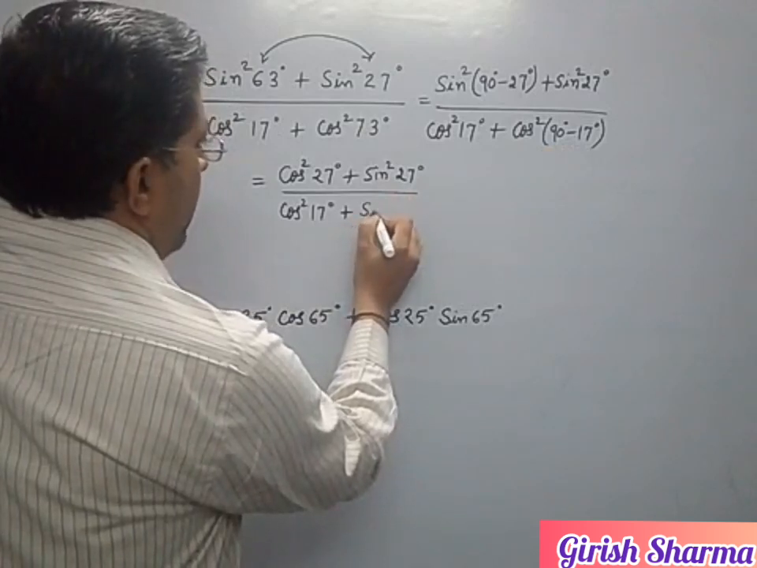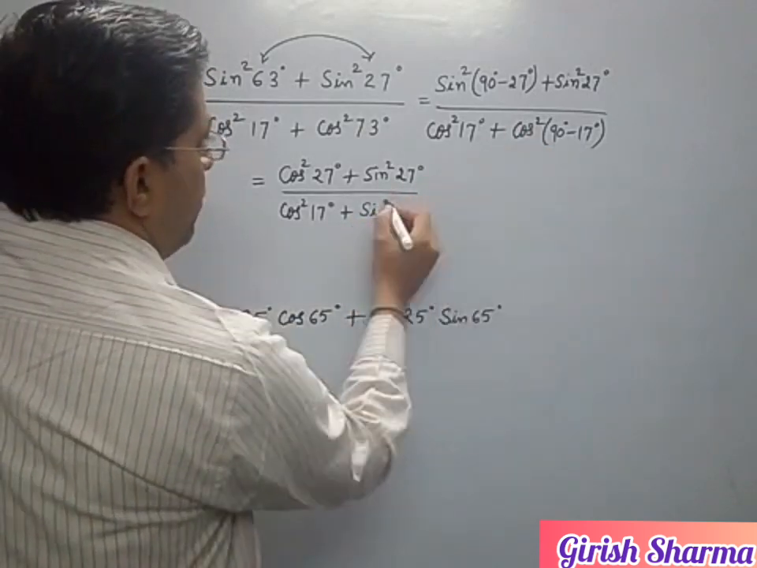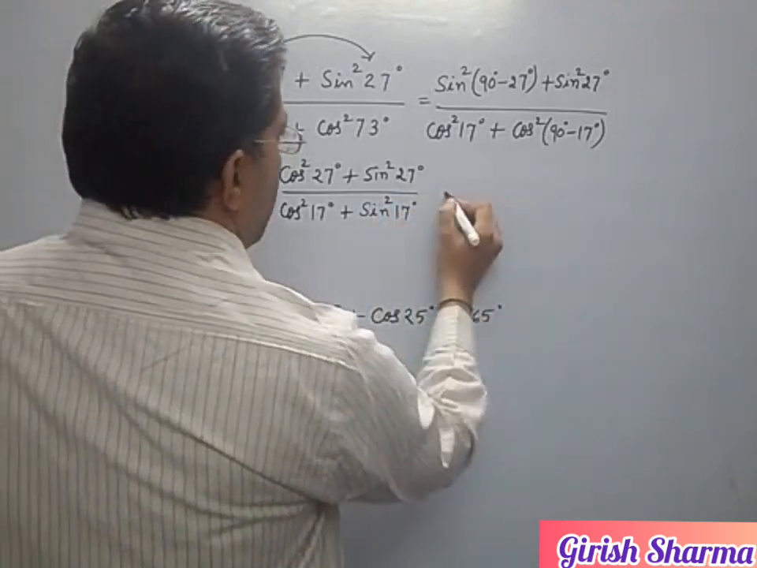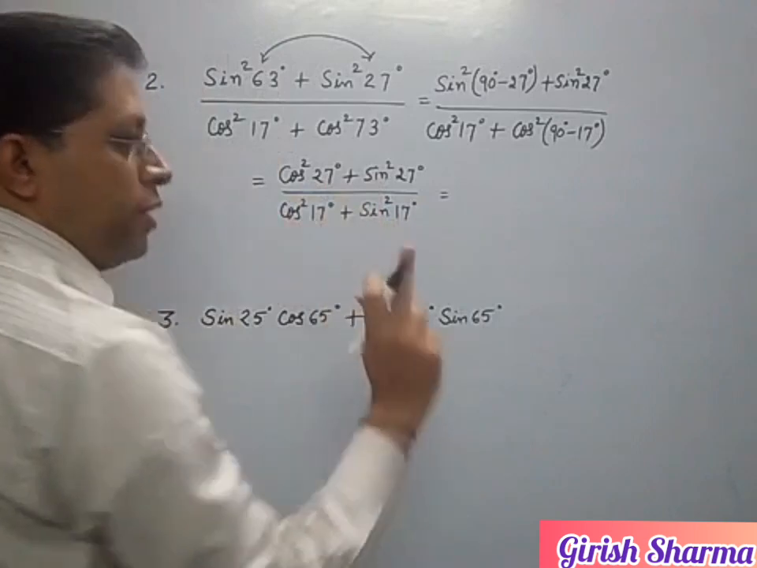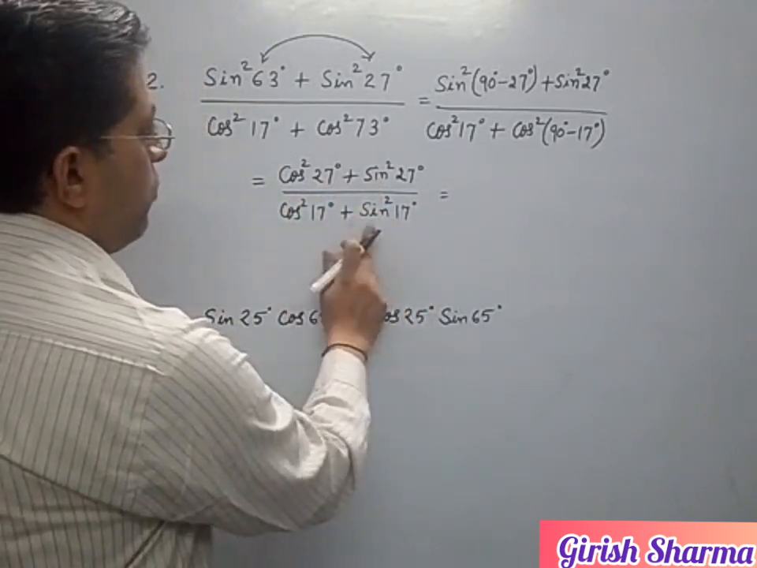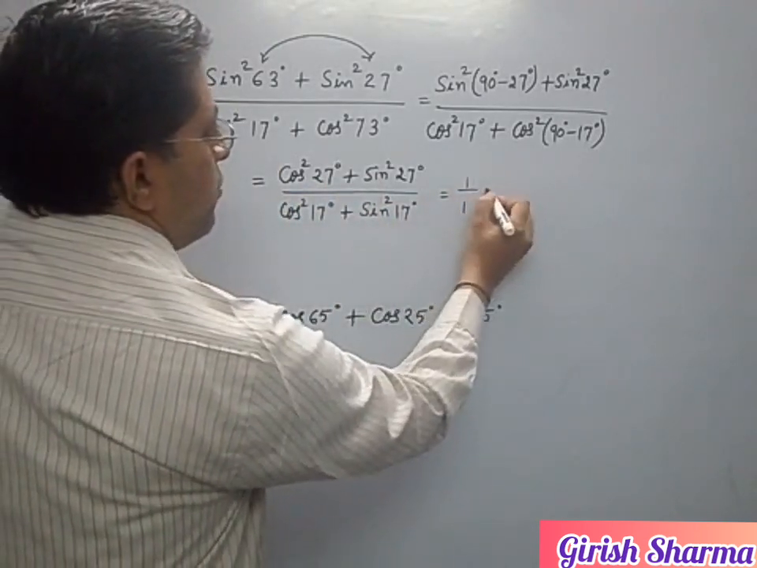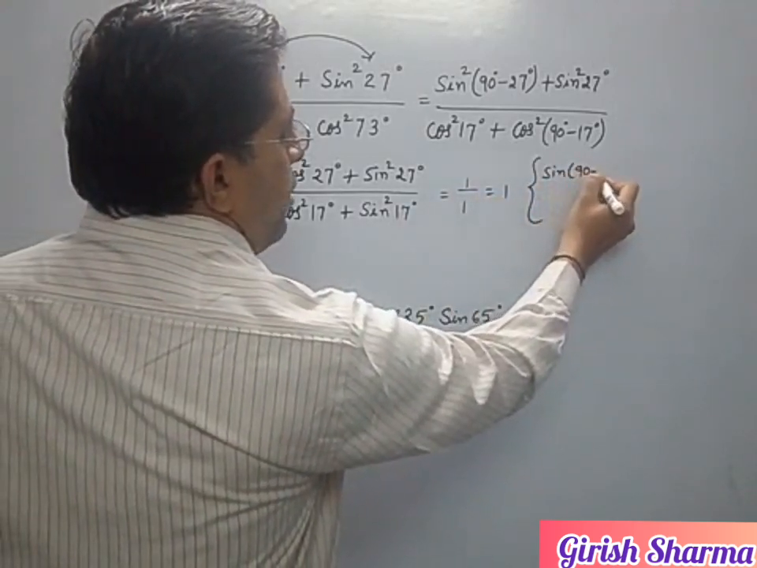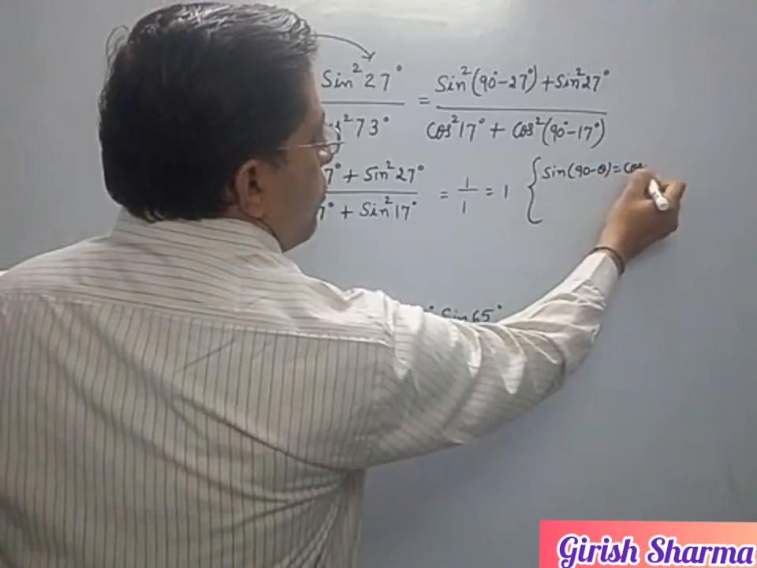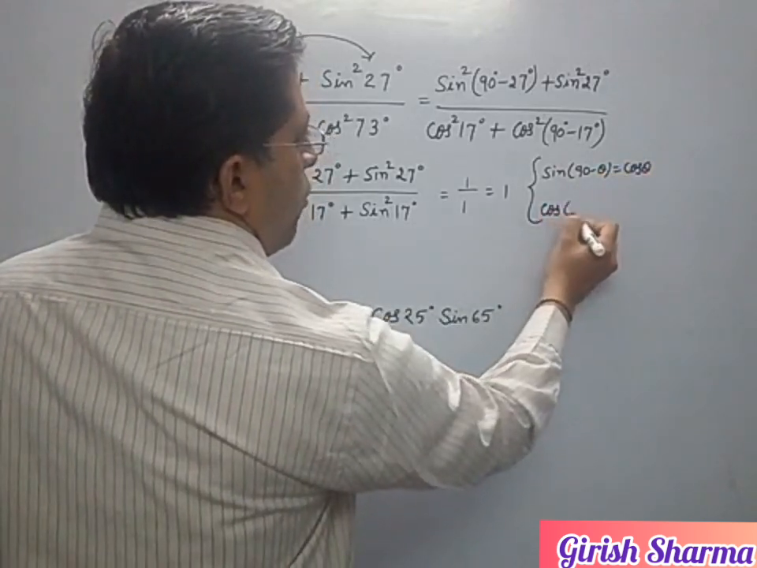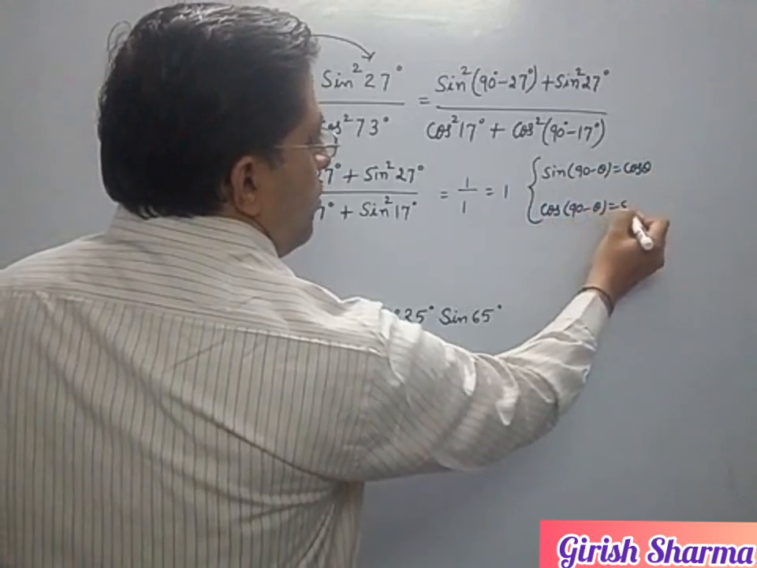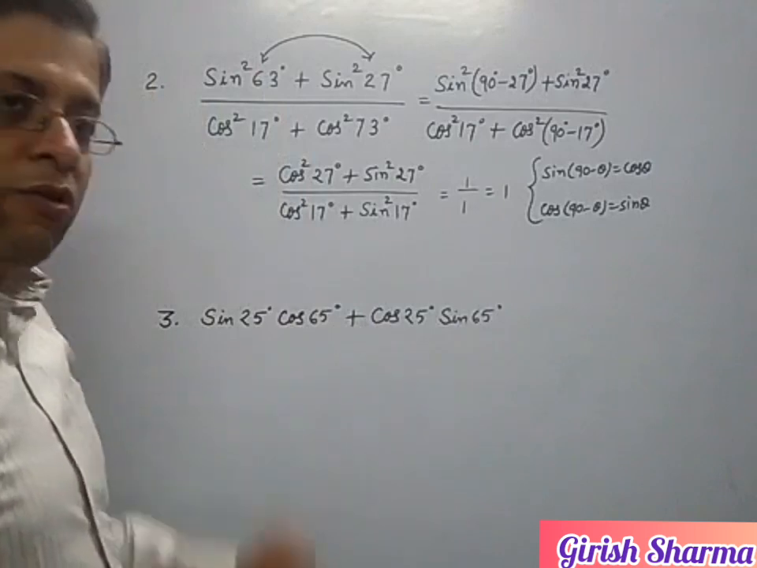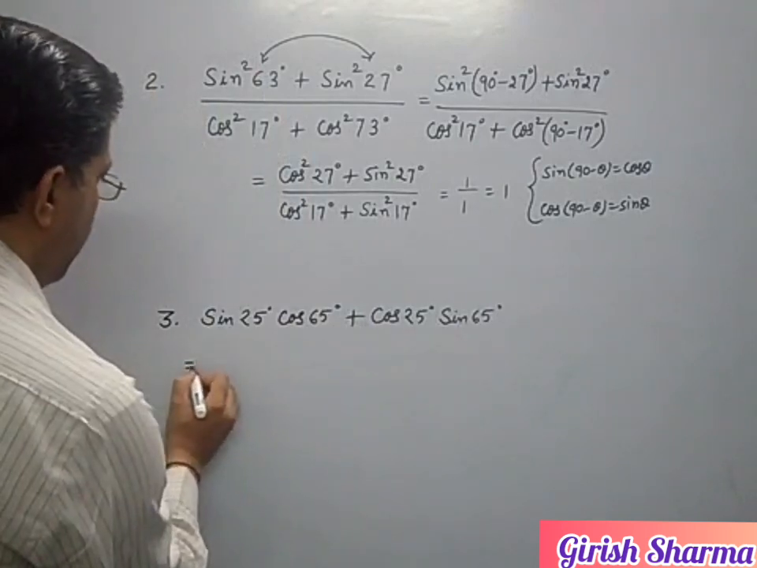Then what can I write? Sin square is there. It is sin square theta plus cos square theta is 1. Here is also sin square theta plus cos square theta is 1. The answer is 1. The concept was sin 90 minus theta is cos theta, and cos 90 minus theta is sin theta. Same thing we will use here, that we have done earlier.